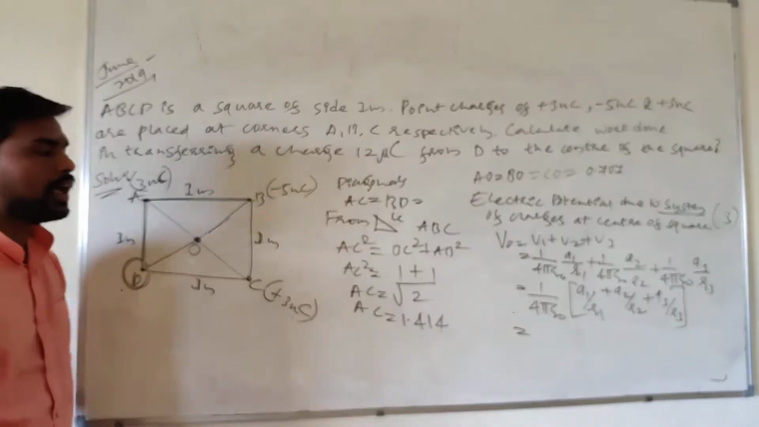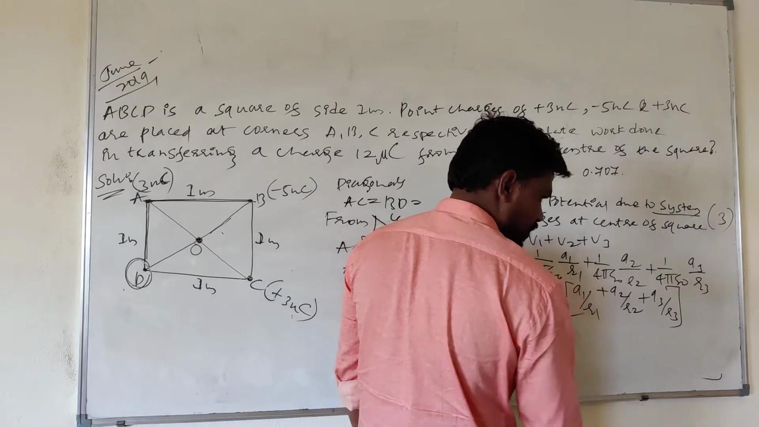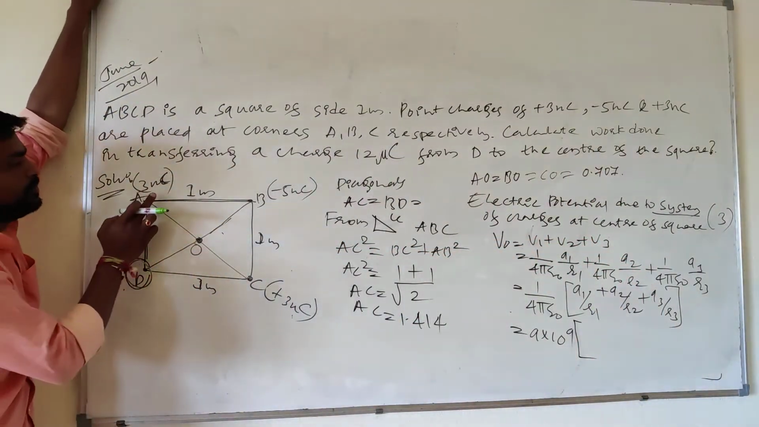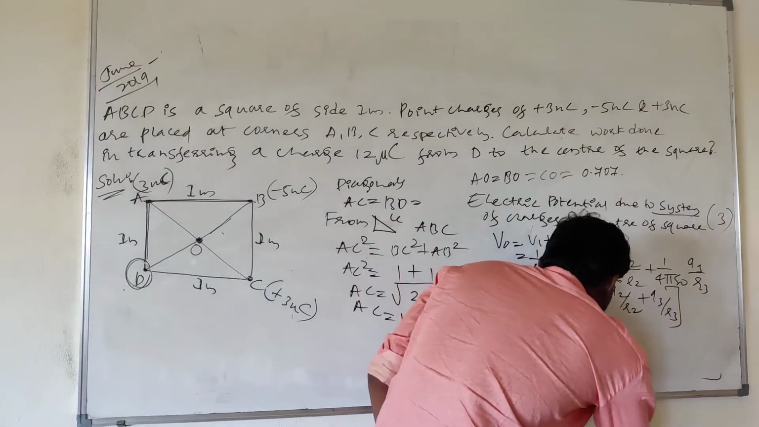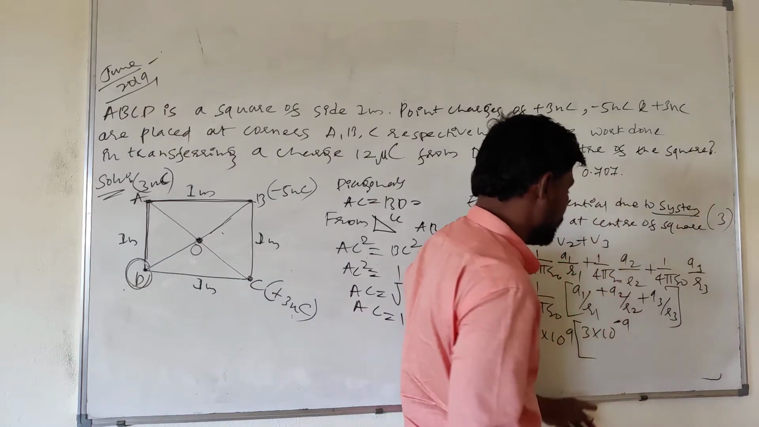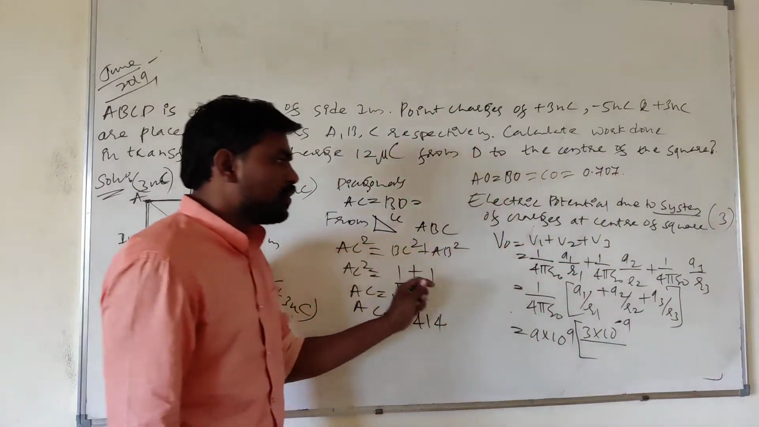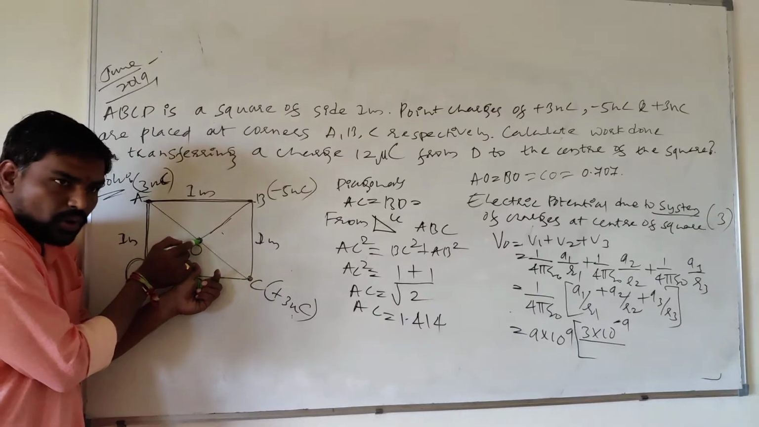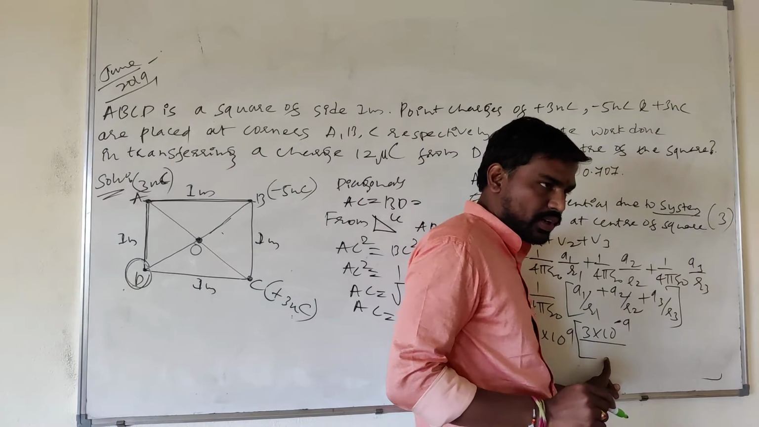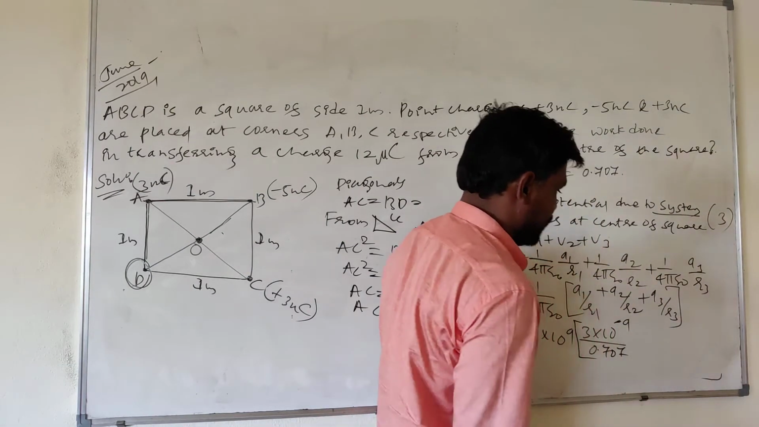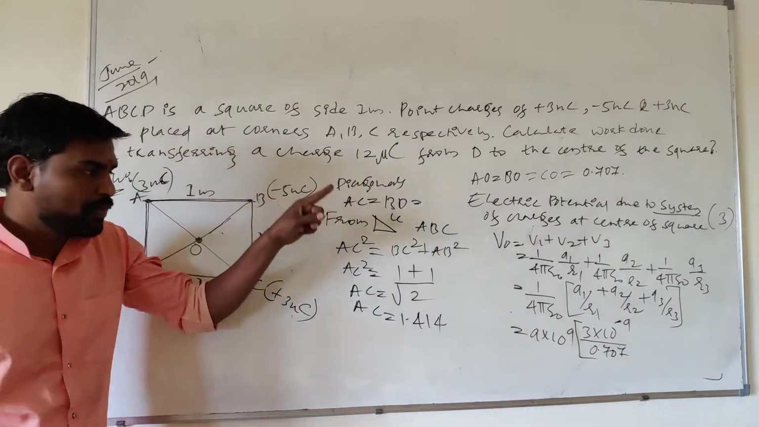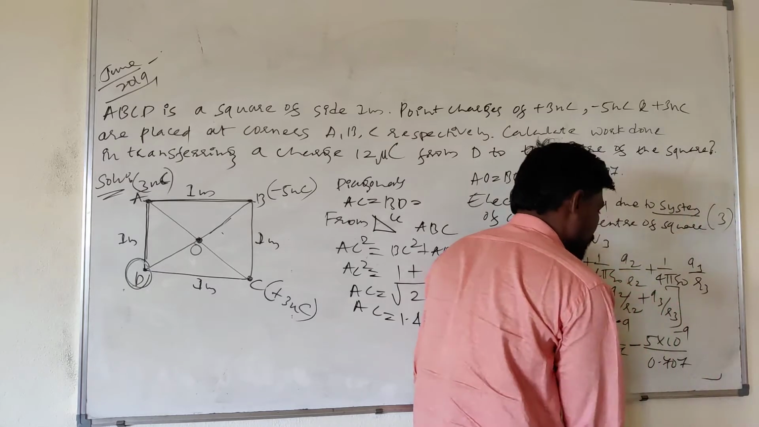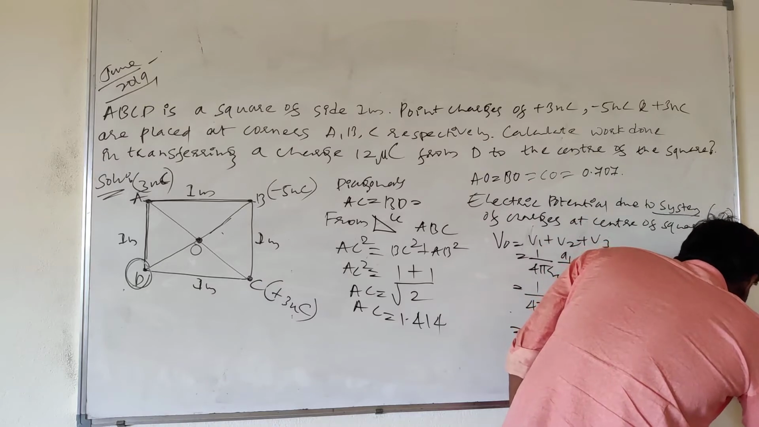Now we are substituting our values. So the value of this is 9 into 10 raised to 9. Then what is our q1? 3 into 10 raised to minus 9. Center. So then what is the distance from A to O? 0.707, that is important here. After that, which charge out of it is minus? Minus 5 into 10 raised to minus 9, divided by 0.707. Once again plus 3, so then 3 into 10 raised to minus 9 divided by 0.707.